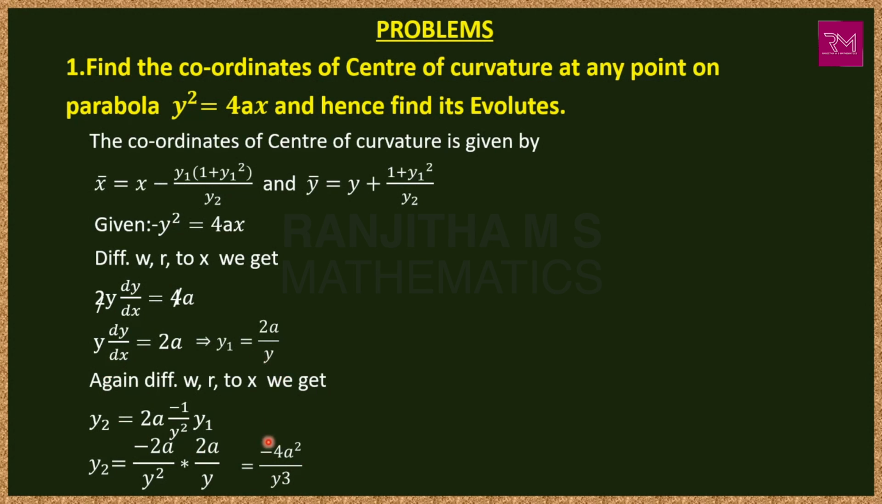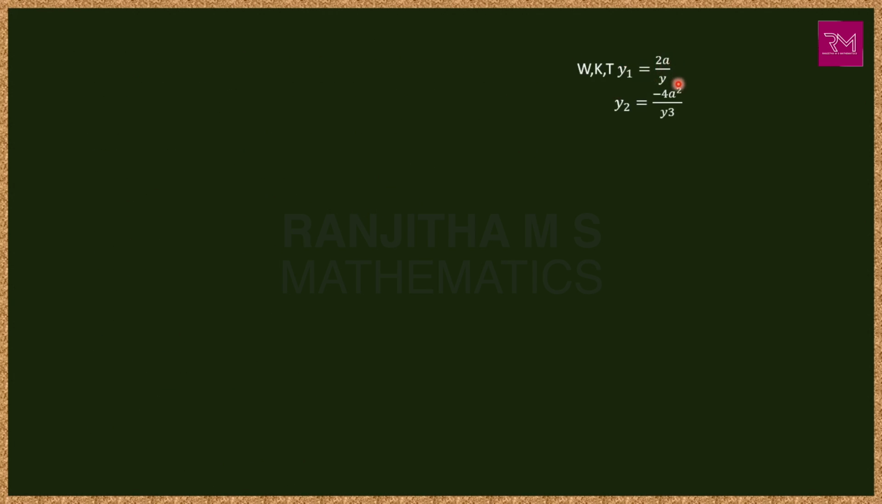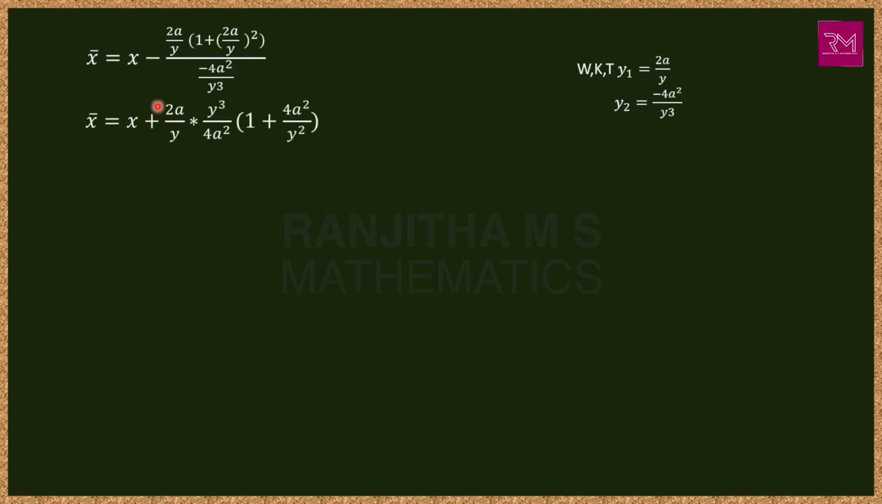After finding y1 and y2, we have to substitute in the formulas of x bar and y bar. First we find x bar. Here y1 is 2a by y and y2 is minus 4a square by y cube. Substitute in the formula of x bar: x bar is equal to x minus y1, which is 2a by y, into 1 plus y1 square, which is 2a by y whole square, divided by y2, which is minus 4a square by y cube. Here minus into minus is plus, hence we get x bar is equal to x plus 2a by y into, taking minus 4a square by y square, y square goes to the numerator and 4a square to the denominator, into 1 plus 2a by y whole square, which is 4a square by y square.